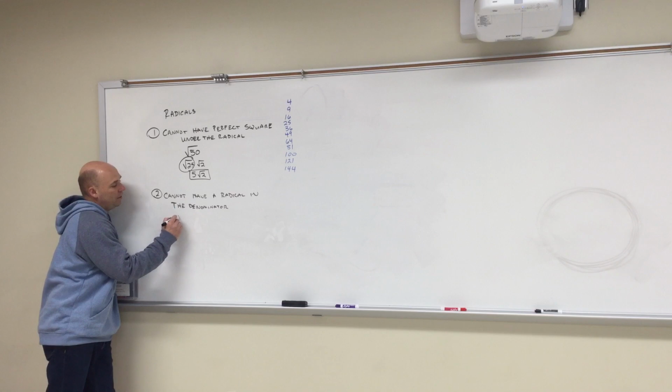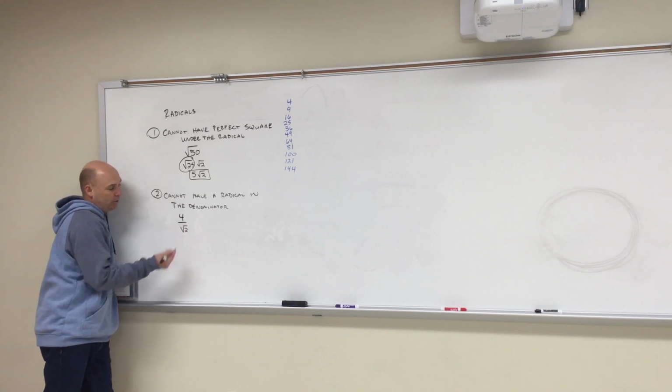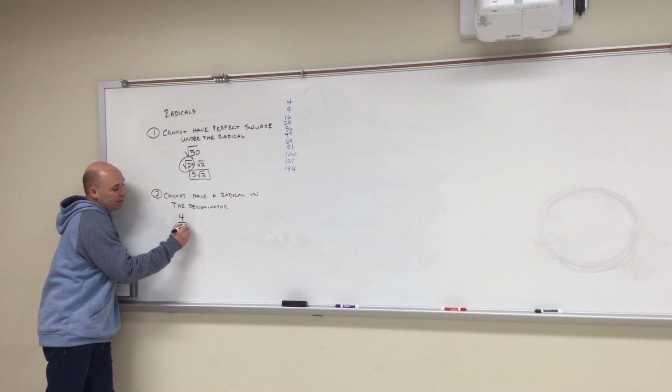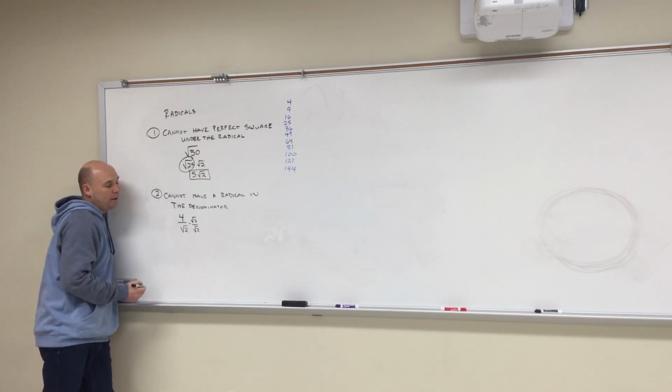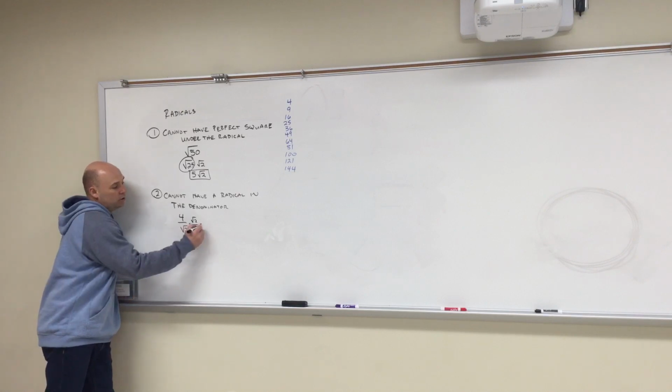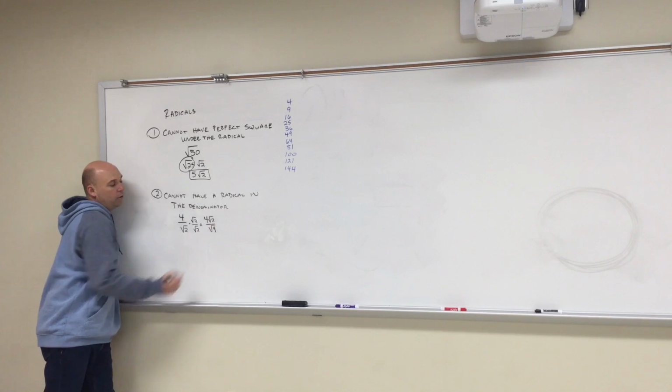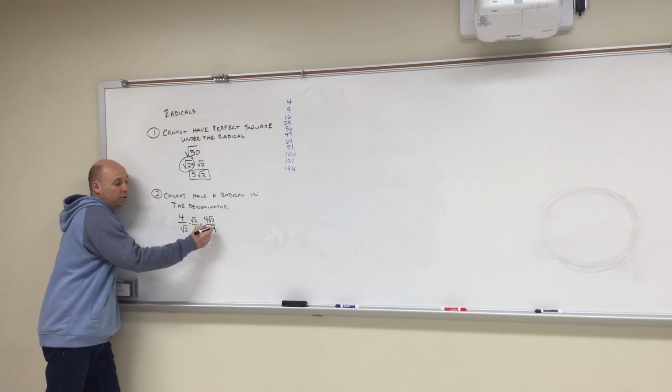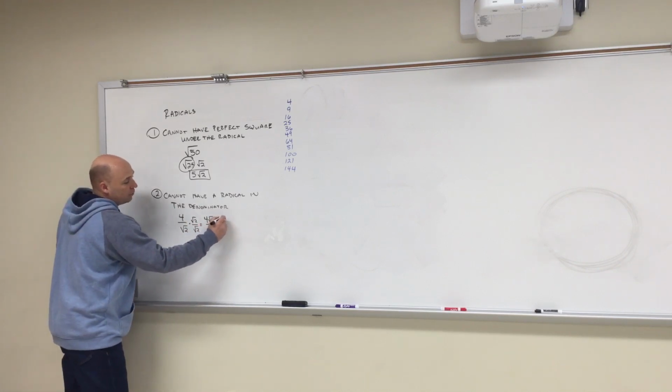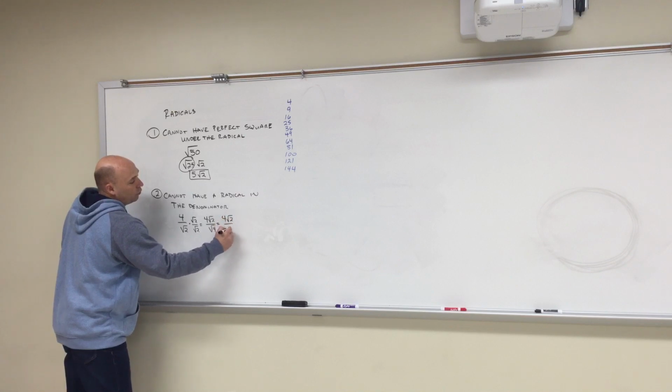So if I had a problem that was like 4 over radical 2, you can't have this radical down here. So how you get rid of that is you multiply both the top and bottom by whatever radical is on the bottom. So multiply by radical 2 over radical 2. So this becomes 4 radical 2 over radical 4. We all know that the square root of 4 is 2, so that becomes 4 radical 2 over 2.